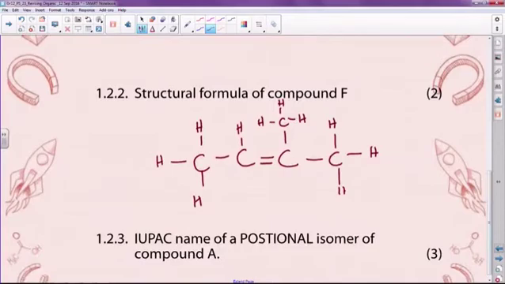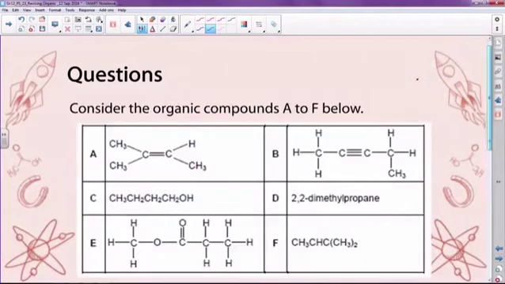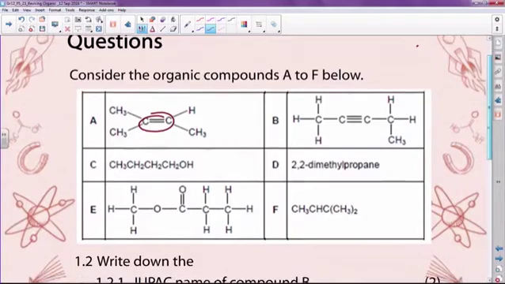I want to go back to one of the tables where I haven't written all over it, okay? There's compound A. A positional isomer means that I have to move the functional group, okay? And I can either move it left or right, doesn't matter. At the moment, that functional group sits on the second carbon. I'm going to move it to the first carbon.